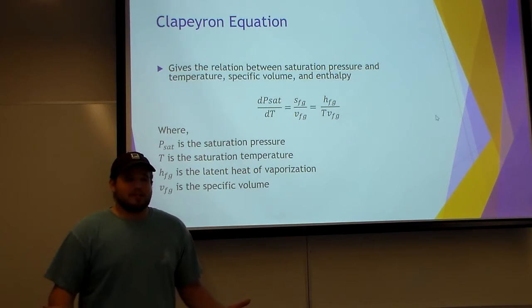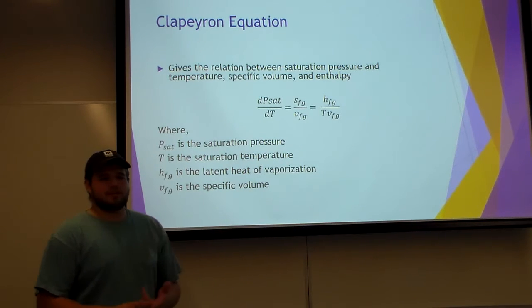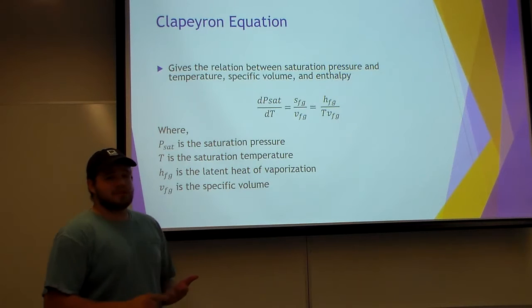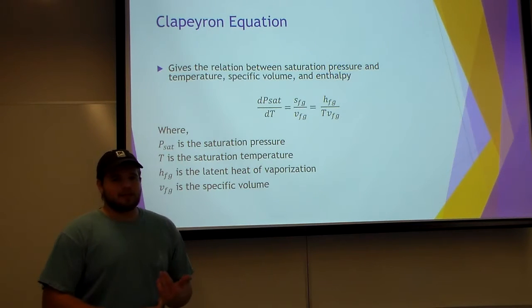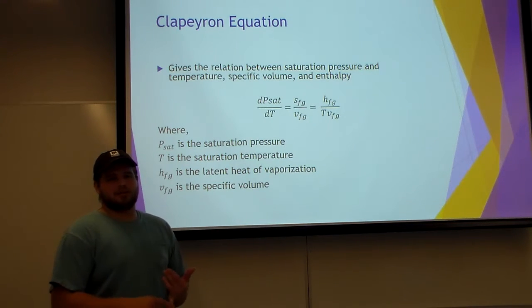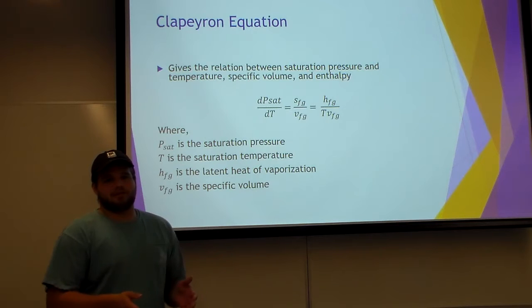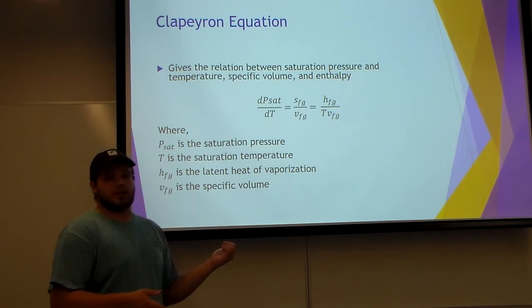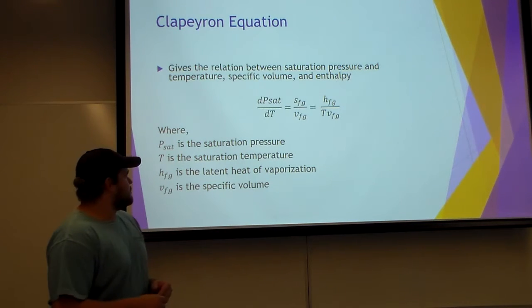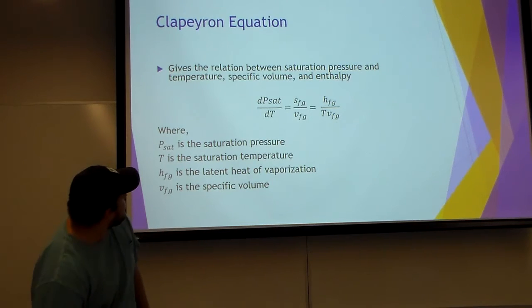The Clapeyron equation gives the relation between saturation pressure and temperature, specific volume, and enthalpy. Basically, it allows us to measure something that's hard to measure physically, such as enthalpy, by things that are easy to measure physically, like pressure and temperature. So the equation is there.